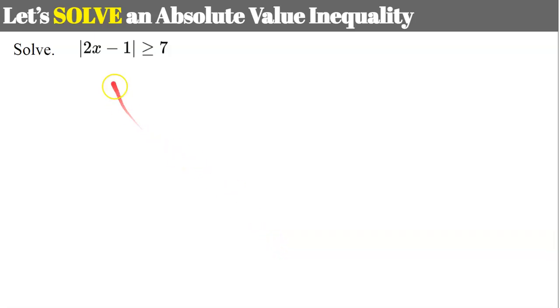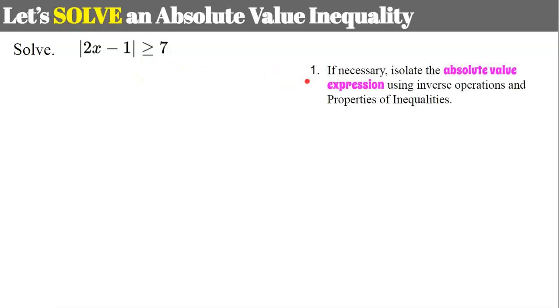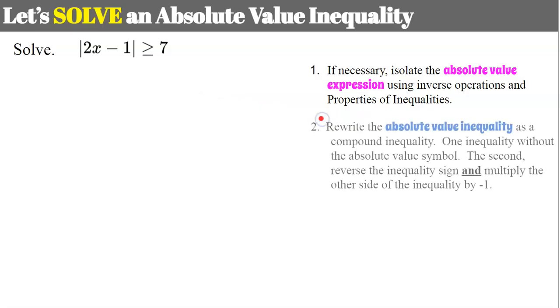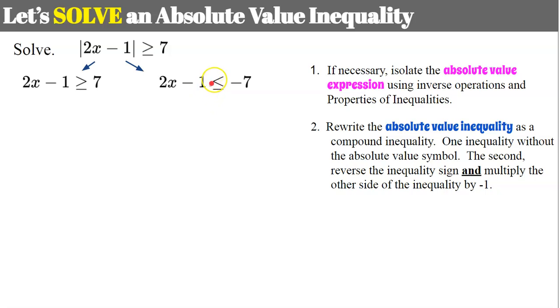Now let's solve. We have the absolute value of 2x minus 1 is greater than or equal to 7. Step 1 is, if necessary, isolate our absolute value expression. It's not necessary, it's already isolated. Step 2, now it's time to rewrite it as our compound inequality. So here we go. The first inequality is going to just drop the absolute value symbol and everything else stays the same. The second inequality, we're going to drop our absolute value symbols. We're going to reverse the inequality symbol and multiply the right by -1.